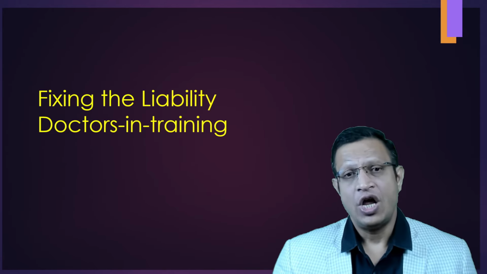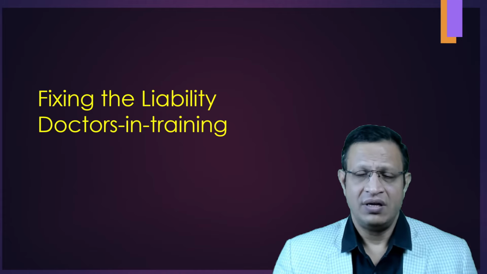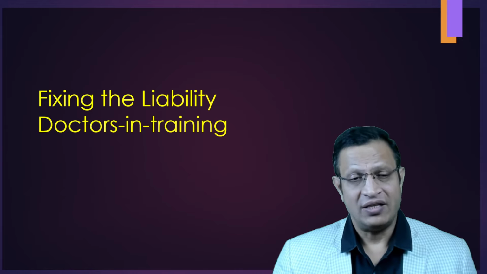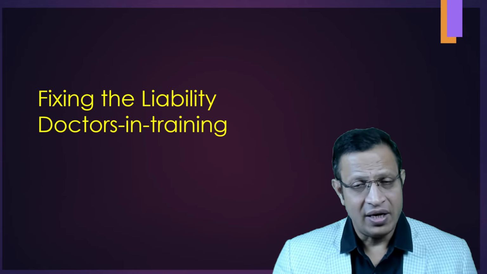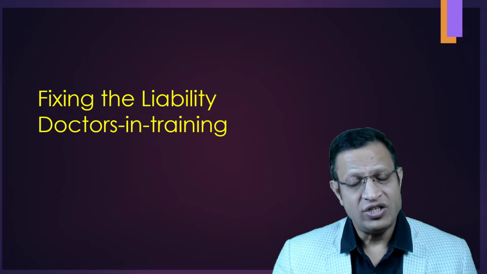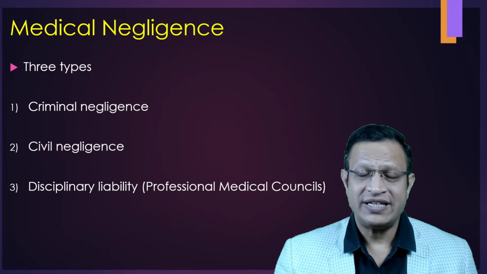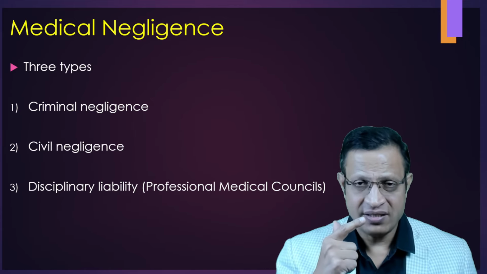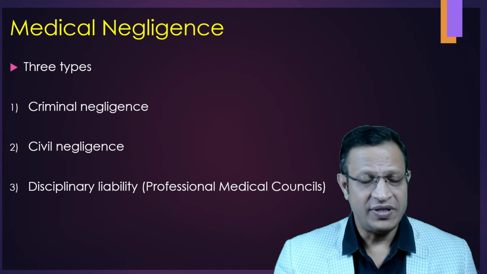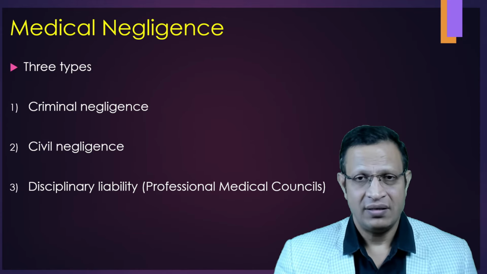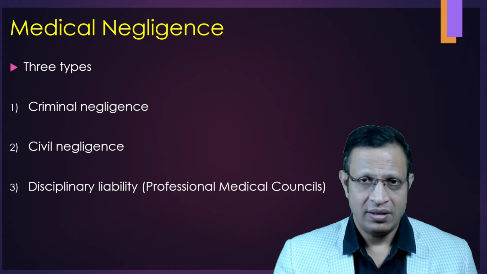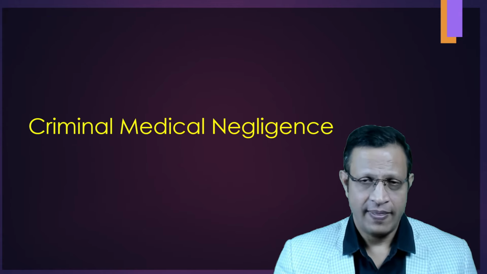Now the question is, with all these various factors, from the graduate, from the supervisor, from the hospital, to the other factors, how do we fix the liability on these training students? There are three important types of fixing liability. One is criminal medical negligence, second is civil medical negligence, and the third is disciplinary action, that is, erasure of the license to practice. That means the state medical council or the national medical council may give an order to remove their name from the registry.